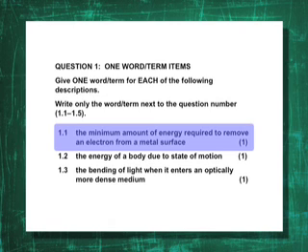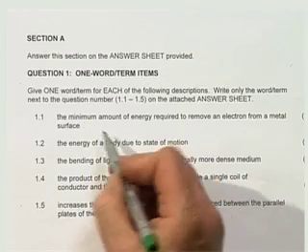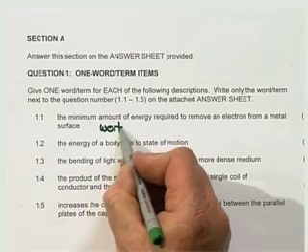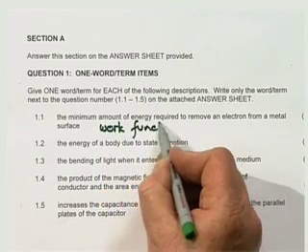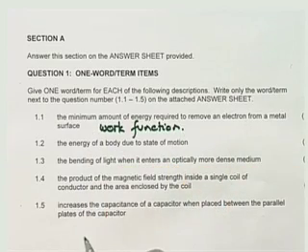The minimum amount of energy required to remove an electron from a metal surface. Now, we know that this can be done with light, as in the photoelectric effect. In fact, it can also be done with heat. But the point is that that minimum amount of energy has the same name for both processes, and it is the work function. In other words, how much work do you have to do to get rid of the electron from the surface?